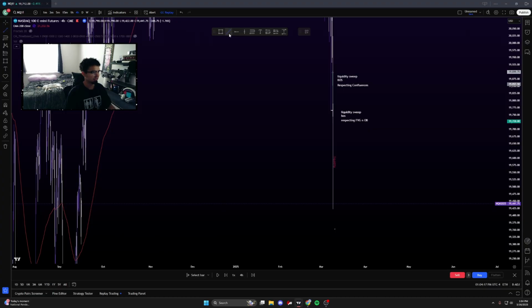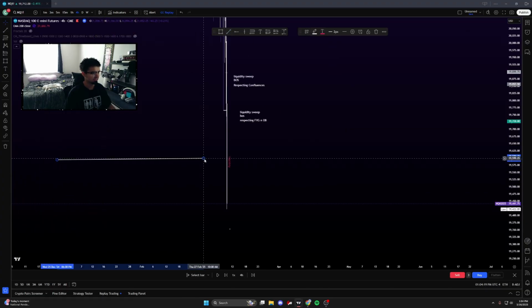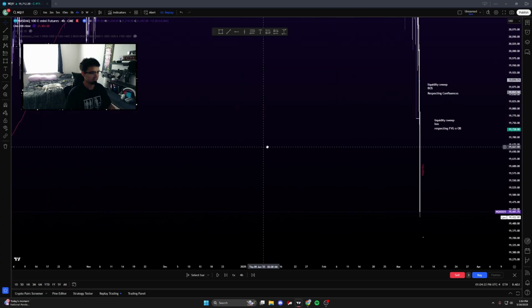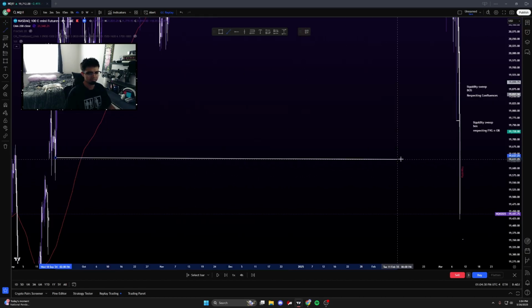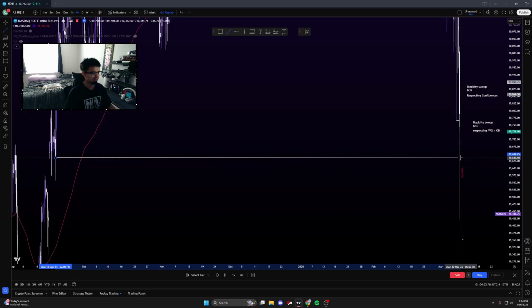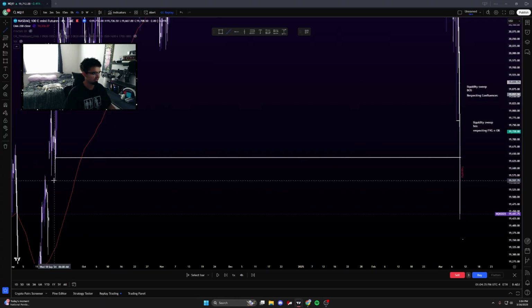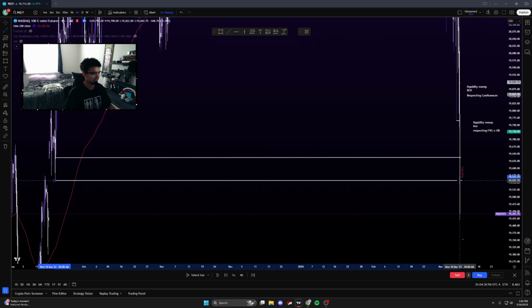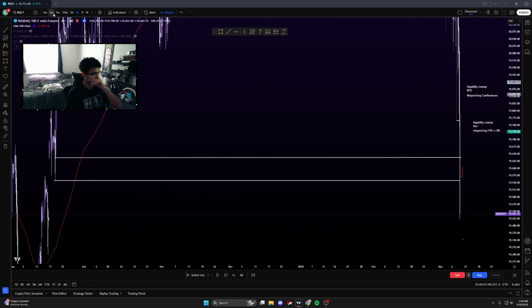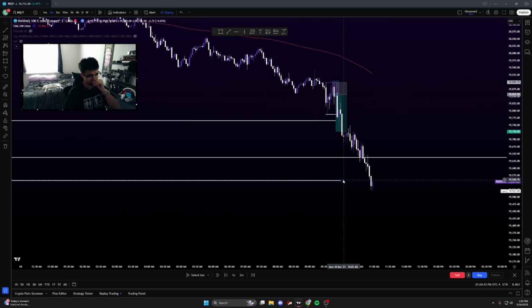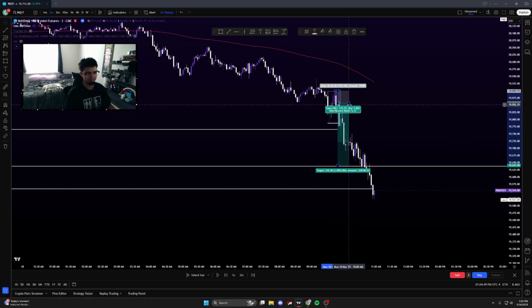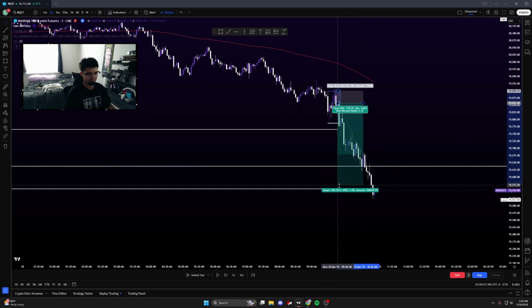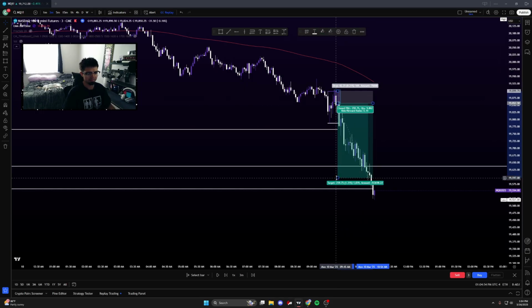You can see price takes out this low right here. It also takes out this low right here. So we'll zoom back in and see that we can target the 3R or we can target lower levels of liquidity, which also work. Okay, now let's find you another example.